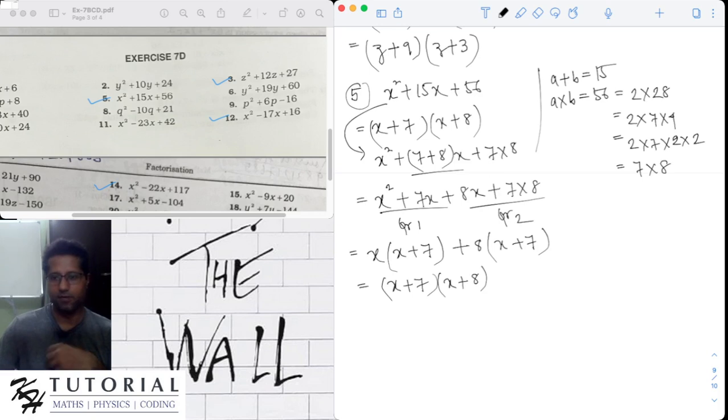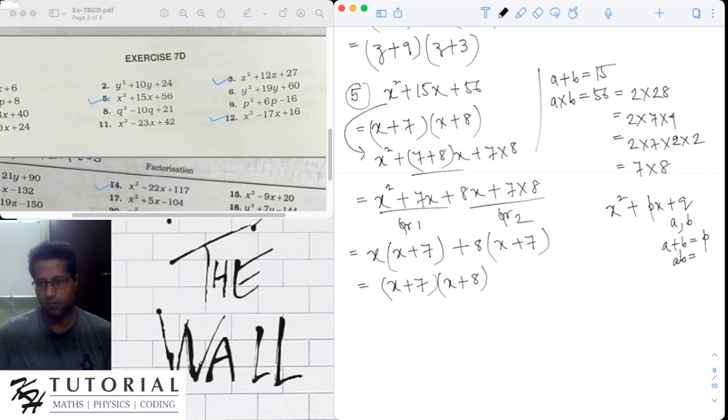But in general, for a quadratic trinomial of this form, x square plus px plus q, if you can find A and B such that A plus B is equal to P and AB is equal to Q, this will imply you can directly factorize x square plus px plus q as x plus A multiplied by x plus B.